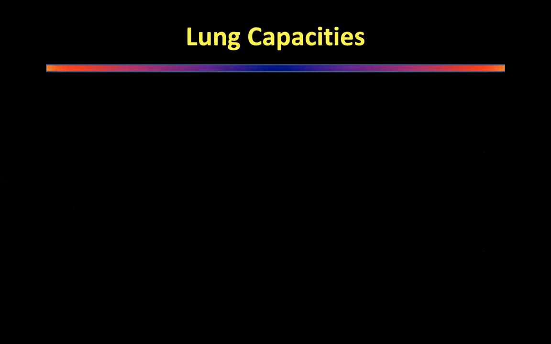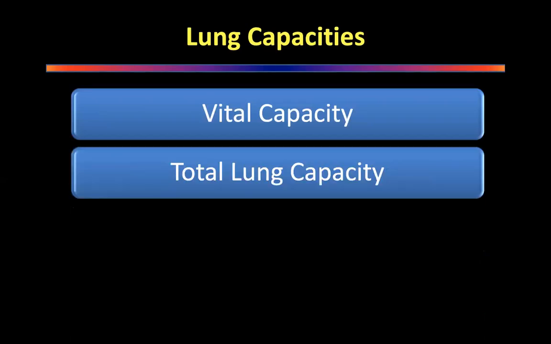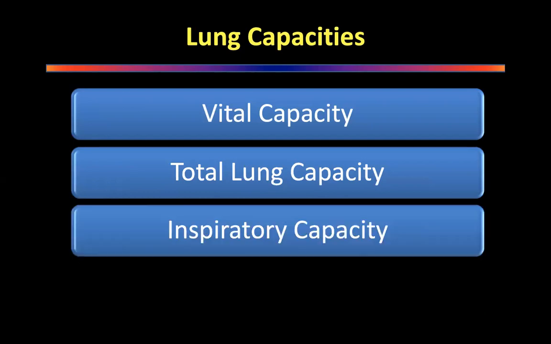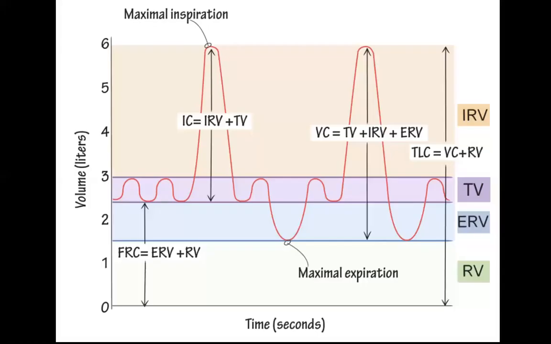The 4 capacities are vital capacity, total lung capacity, inspiratory capacity, and functional residual capacity. Okay, so I want you to start with one x-axis and one y-axis, and draw 0 to 6, because that is the total lung capacity. So 0 to 6, that's volumes in liters.